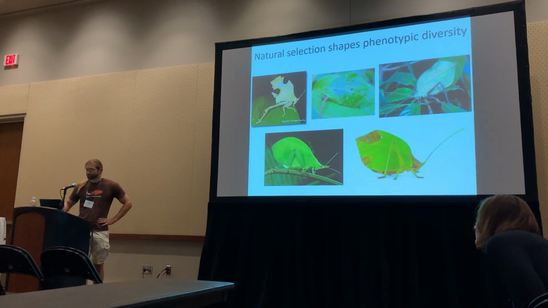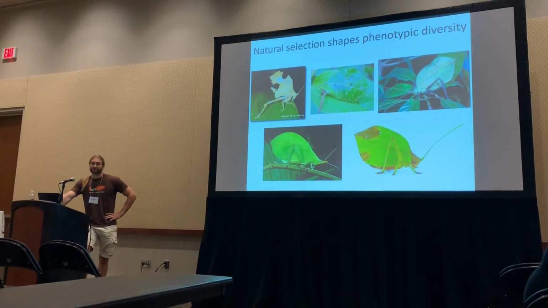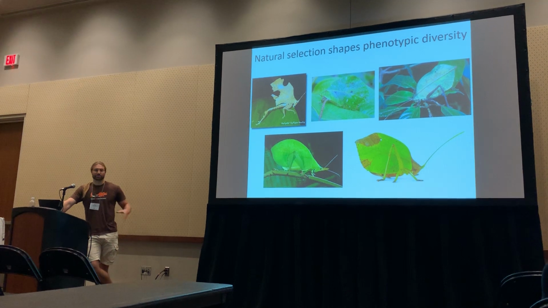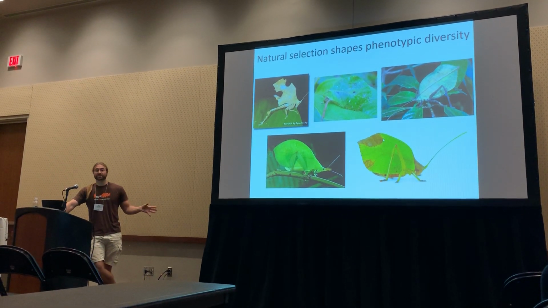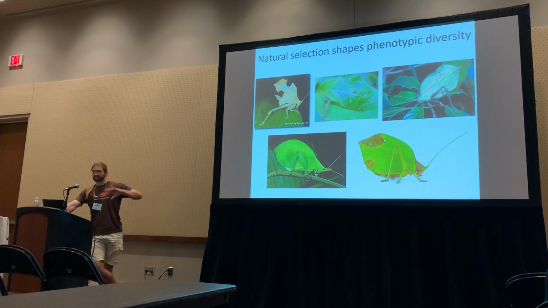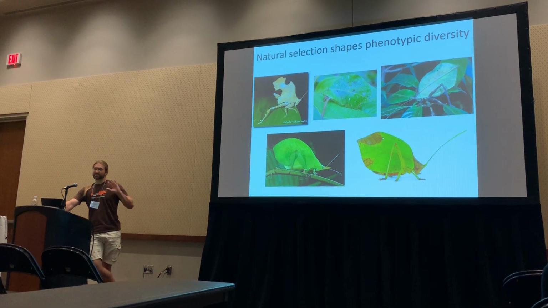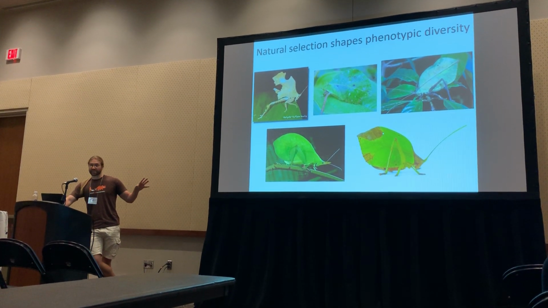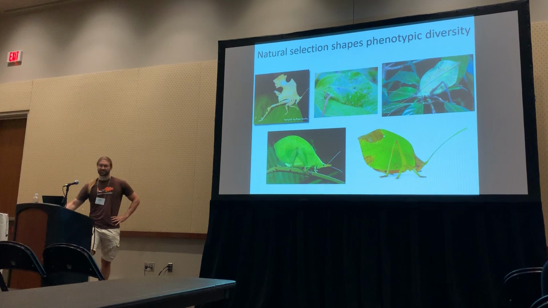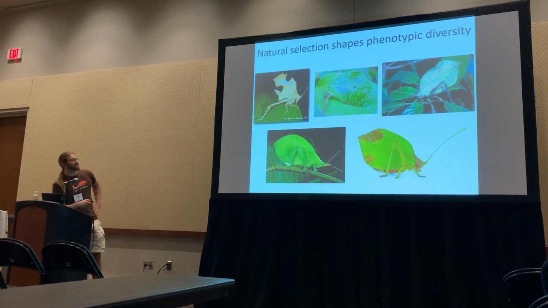So, probably don't have to convince too many people here that natural selection plays a pretty profound role in shaping patterns of phenotypic diversity, and we could look all across the entire tree of life to see this, or we could just look at leaf mimic katydids, which I think are sufficient to make the case here. So let's take a moment to admire how awesome these guys are.